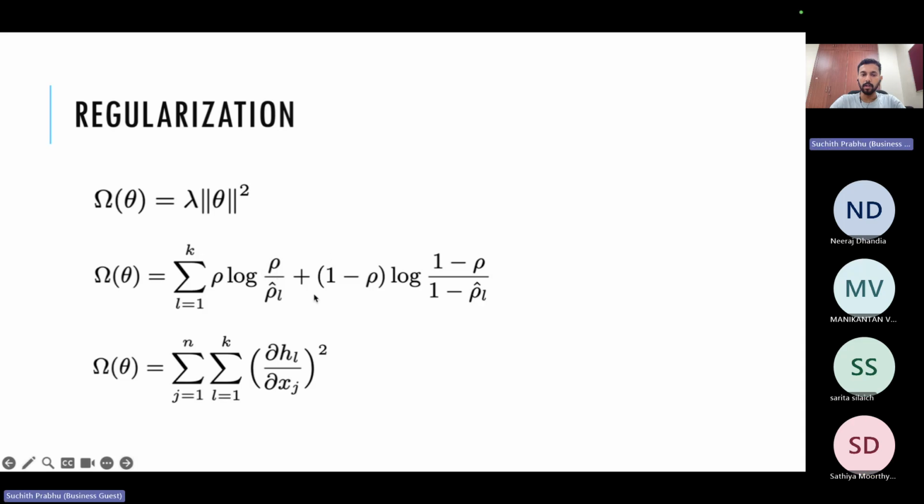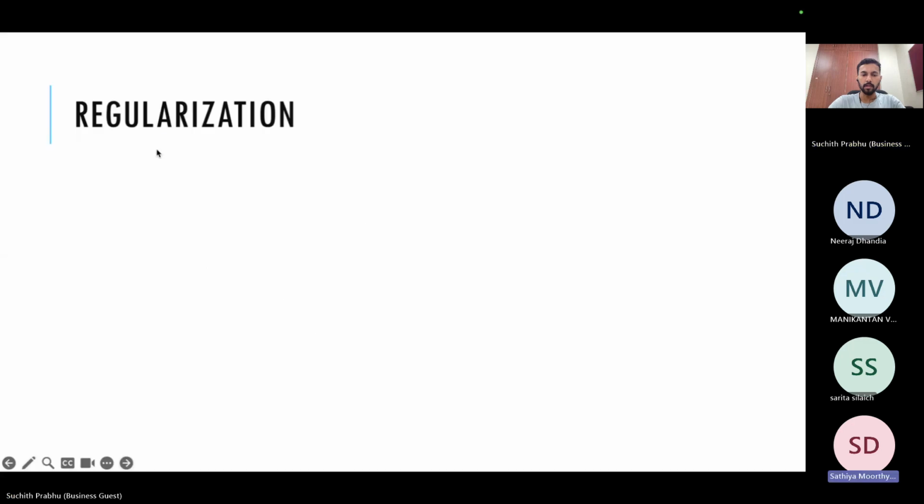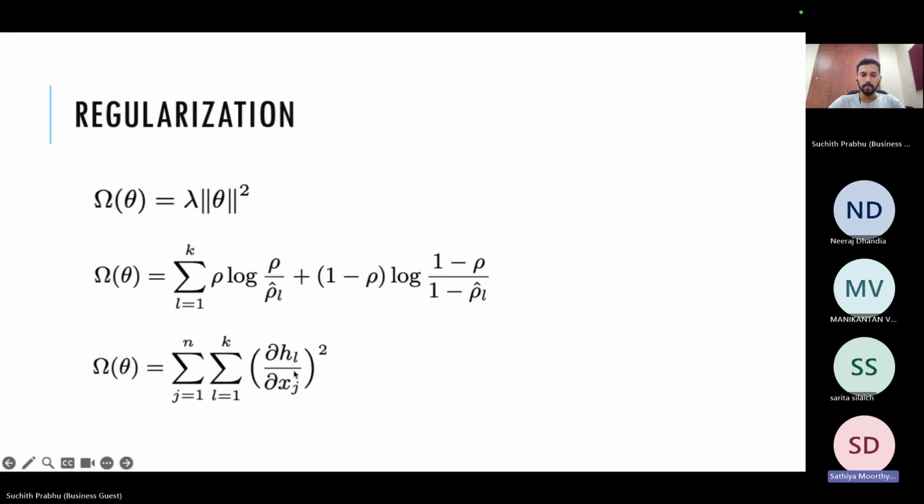So is this not clear? Do you want me to go over this? And what about the last one? Where was the last regularization term used? This is the Frobenius norm of the Jacobian, no? So this is the regularization term used in the contractive autoencoders.